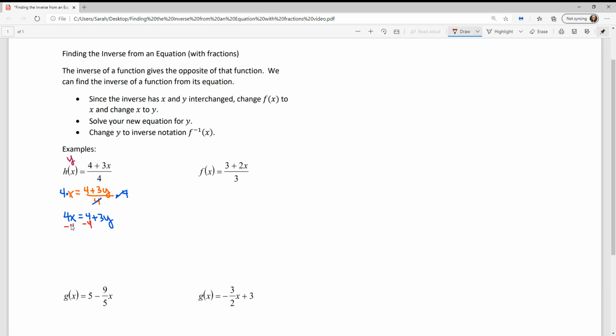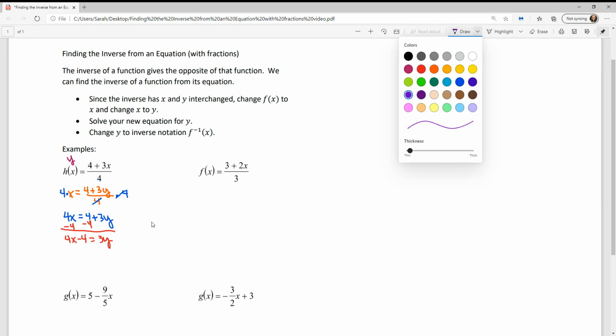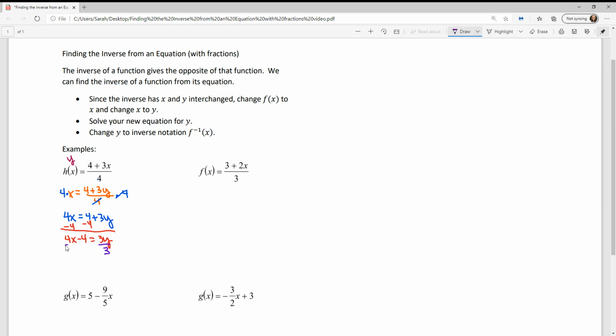From here, solving for y is a lot friendlier now that that fraction's out of the way. I need to subtract 4 from both sides. 4x and minus 4 are not like terms, so we do not combine those. And then the last step to get y by itself is I need to divide both sides by 3. If you start with a big fraction, chances are you're going to end up with a big fraction as your answer too. Leaving it as that big fraction is perfectly fine with me.